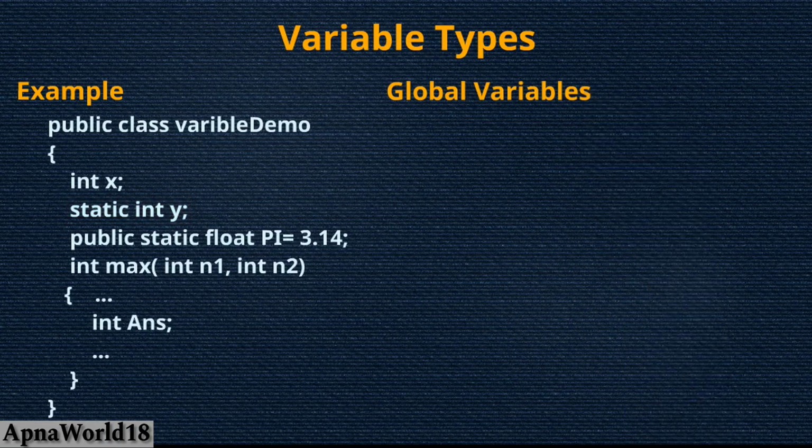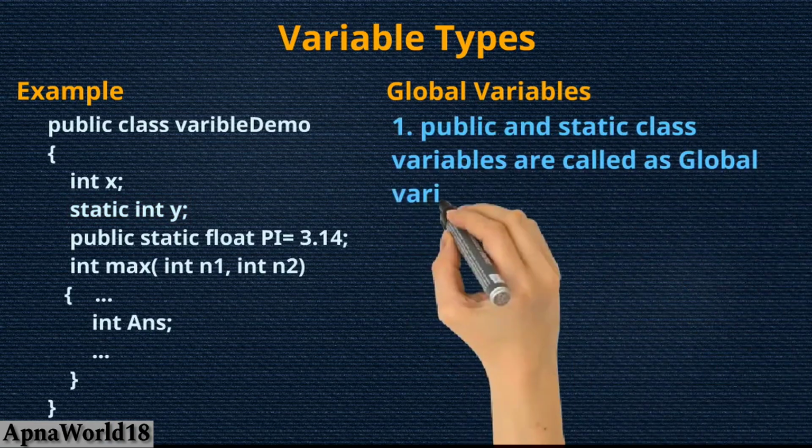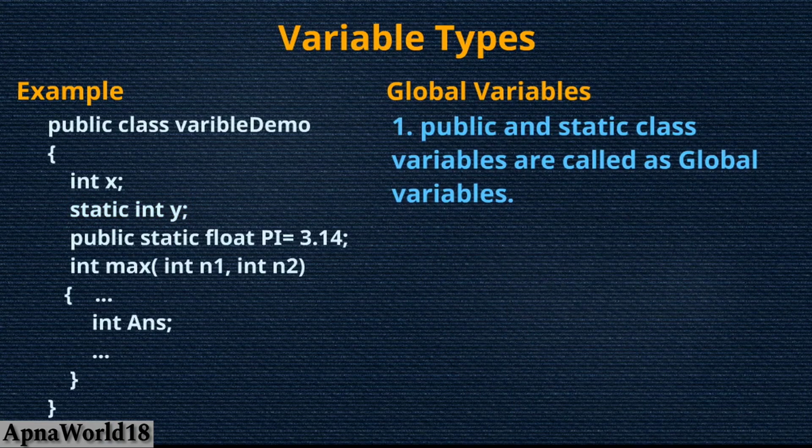Some variables are declared public and static. They are called global variables. They are available to all, even outside the class. Example, value of bag.